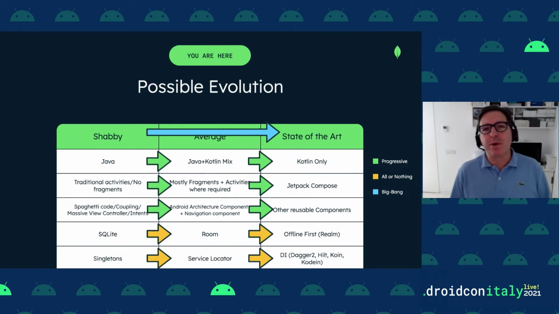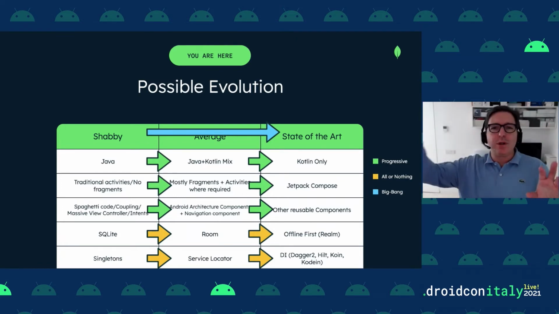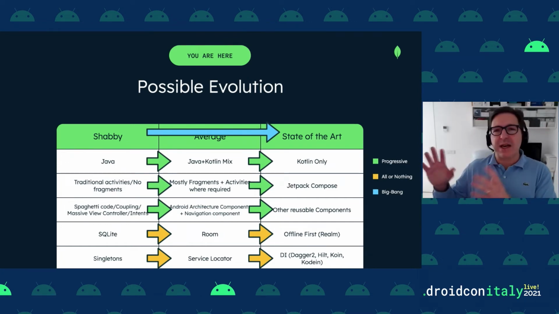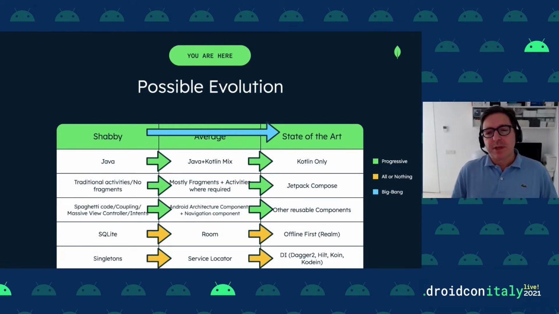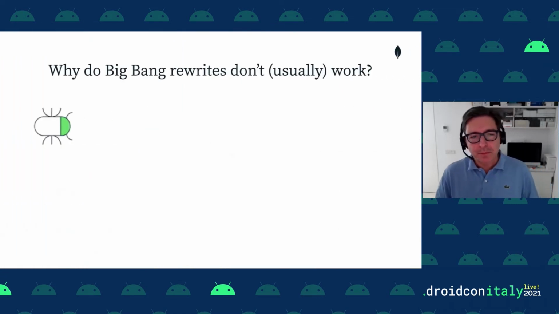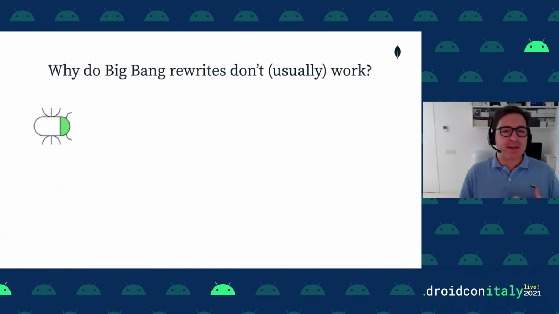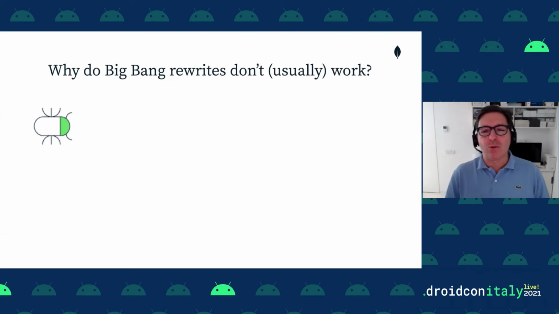So if you are on the shabby part of this description and you want to go to the state of the art, you probably might be thinking, hey, why should I spend all this effort to do all these changes and move from my shabby application into this shiny and new with everything included application? Well, that would be a rewrite, and this would be a big bang rewrite. So you would be starting from scratch and writing this new application. But let me tell you that, as I said before, this is not a good idea.